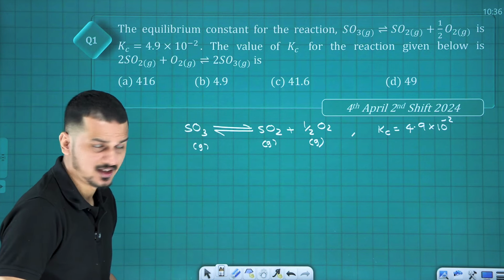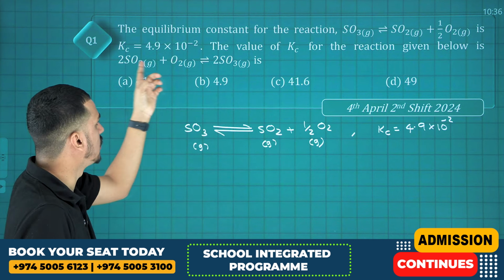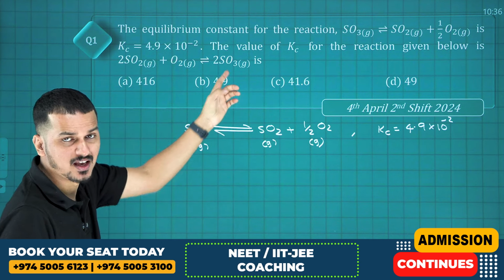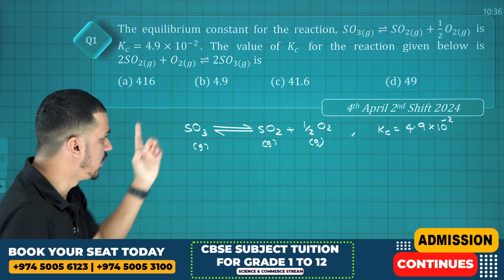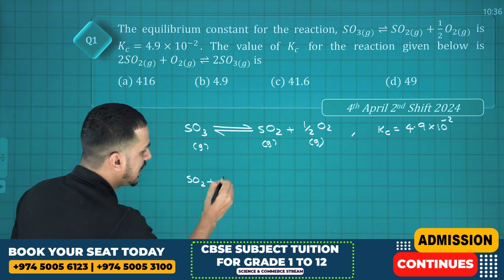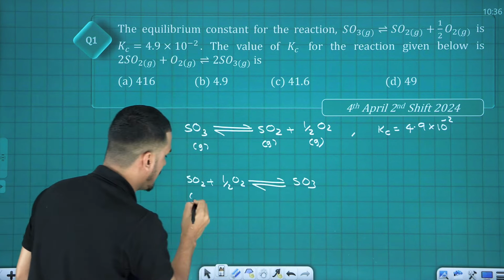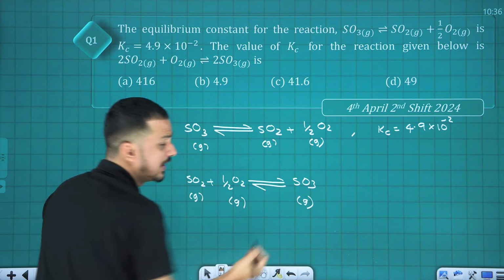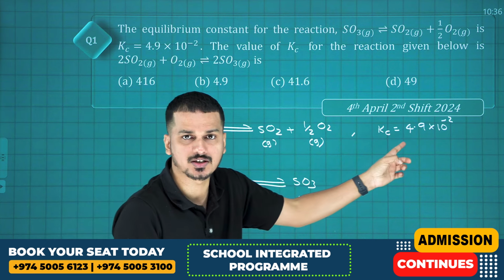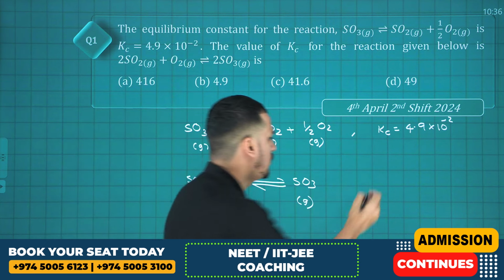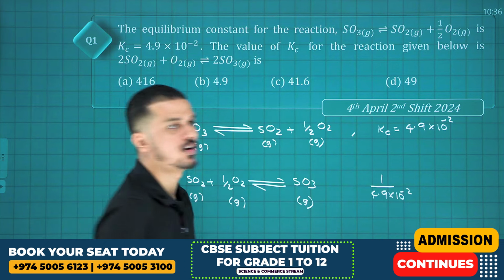Now they are asking the value of Kc for the reaction 2SO2 plus O2 reversibly gives 2SO3. What is actually happening here? First of all, we have to reverse that reaction. So SO2 plus half O2 reversibly gives SO3, gas. Whenever you reverse an equilibrium reaction, what will happen to the equilibrium constant? It will become reciprocal. So 1 by 4.9 into 10 raised to minus 2 will be the equilibrium constant now.